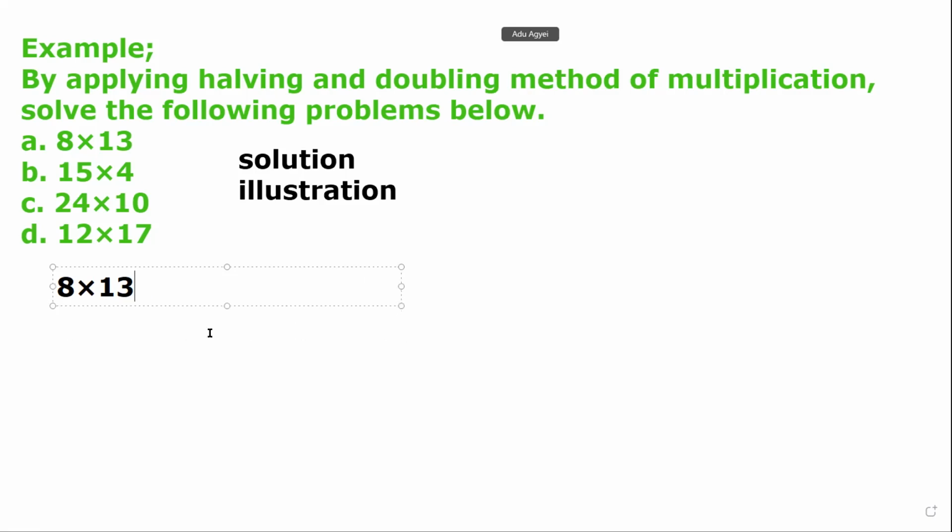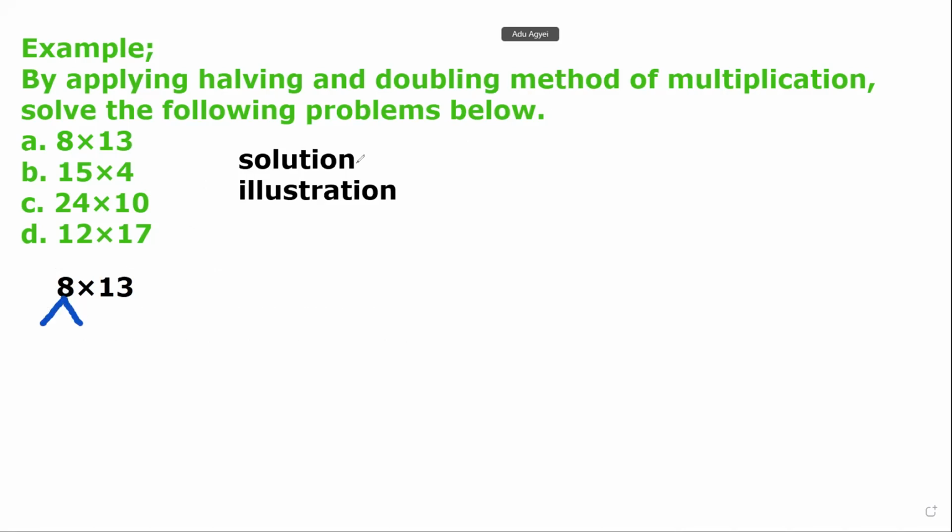The even number here. And when you talk about even numbers, they are the numbers that are divisible by 2, or numbers that can be divided by 2 without any remainder. That is an even number. So the even number here is what? Is the 8. Then you find the half of 8.